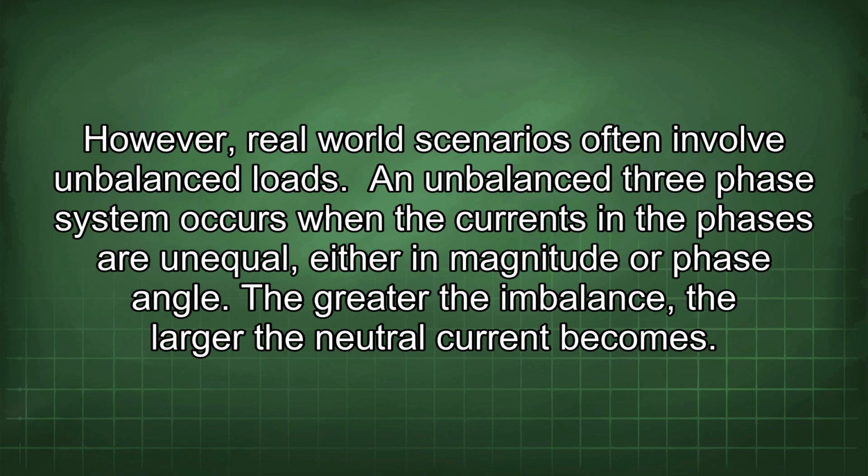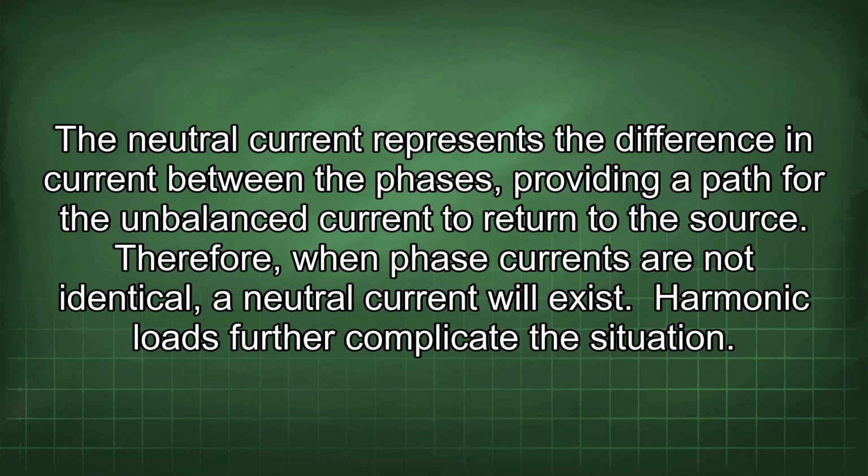An unbalanced three-phase system occurs when the currents in the phases are unequal, either in magnitude or phase angle. The greater the imbalance, the larger the neutral current becomes. The neutral current represents the difference in current between the phases, providing a path for the unbalanced current to return to the source. Therefore, when phase currents are not identical, a neutral current will exist.